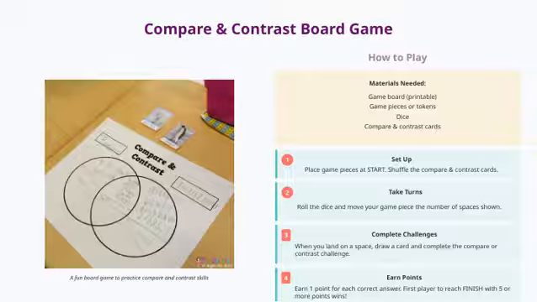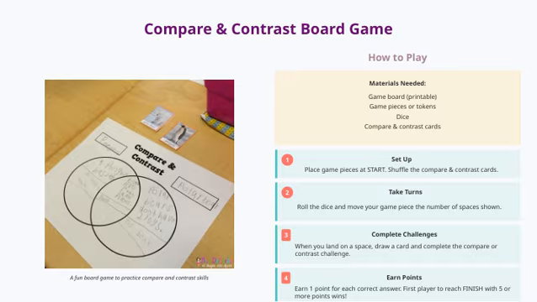To start, you'll need some materials: a printable game board, game pieces or tokens, dice, and the compare and contrast cards. Setting up is simple. Just place your game pieces at the start position and shuffle the cards so they're ready to draw.